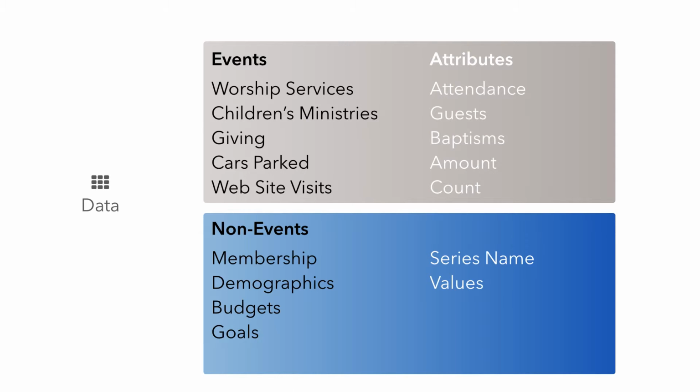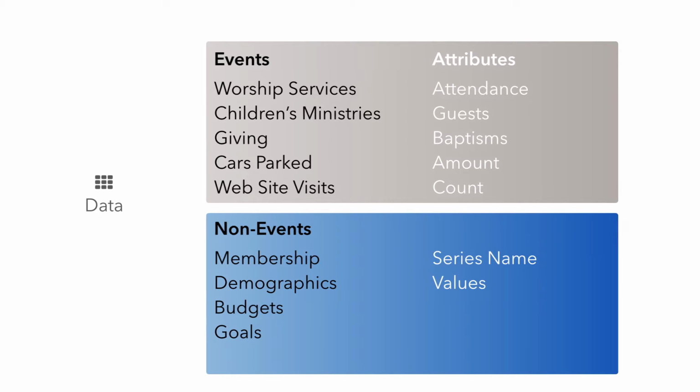There's also non-event data, which includes things that don't change as often as events and aren't generally tied to a specific time and place, like how many members your church has, or demographic information, or budgets and goals. Each piece of non-event data has a series name and one or more values.